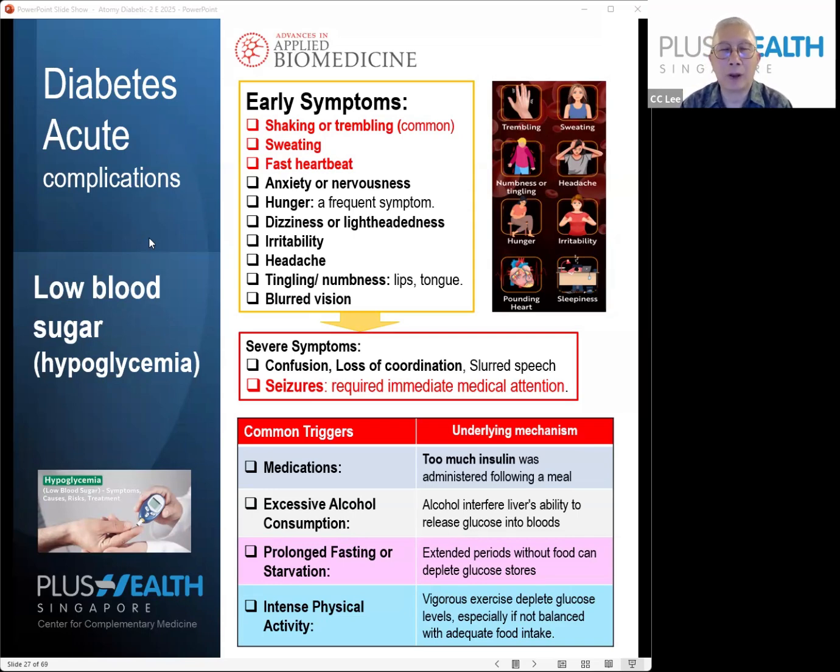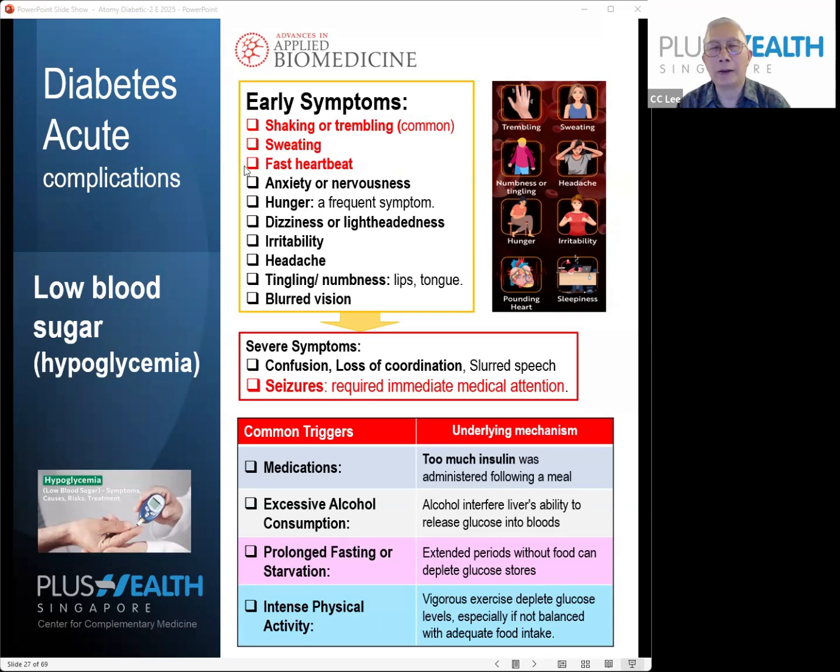Now, what are the symptoms of low blood sugar? Very typically, you will have trembling, shaking. This is the most common first symptom. Followed by sweating and fast heartbeat. These are the body telling you that I need sugar, I need energy input. Anxiety or nervousness and hunger are also frequent symptoms.